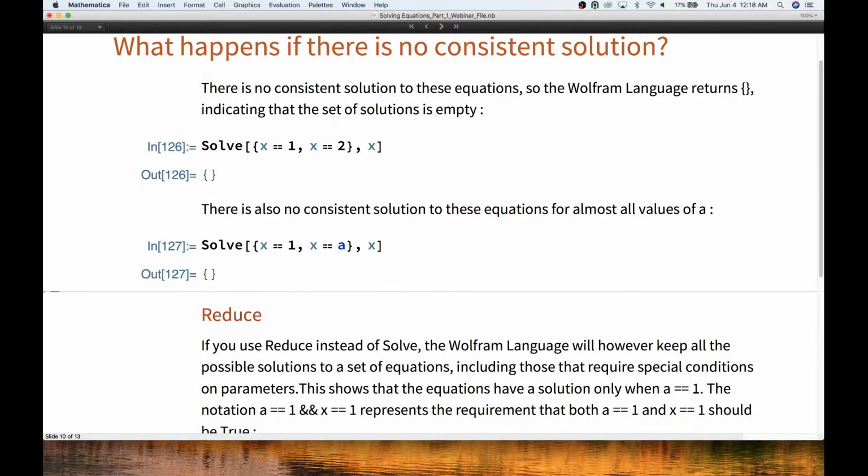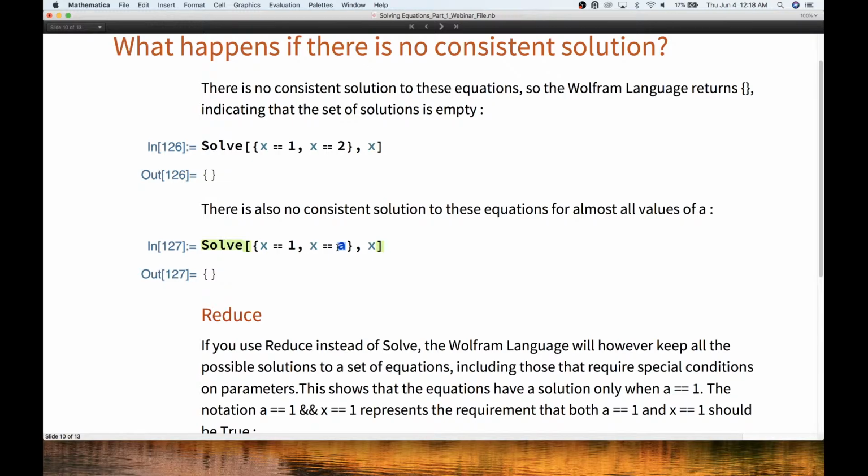But what to do in these scenarios? The general question of whether a set of equations has any consistent solution is quite a subtle one. For example, for most values of a, the equations x is equal to 1 and x is equal to a will be inconsistent. But there is a possible solution here. So if a is equal to 1, then the equations do have a solution.